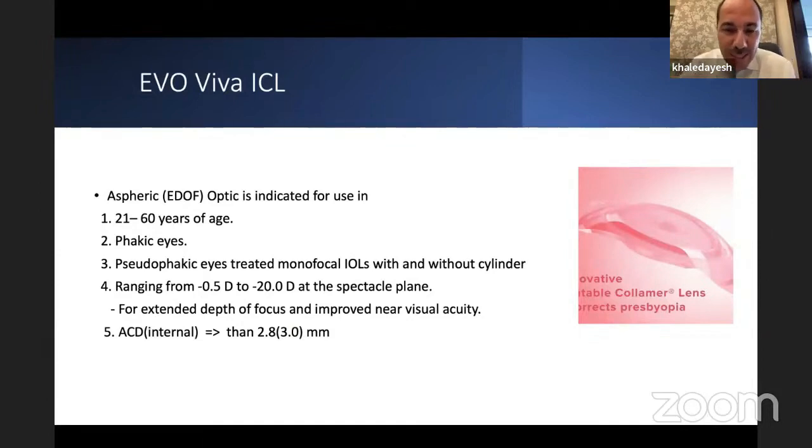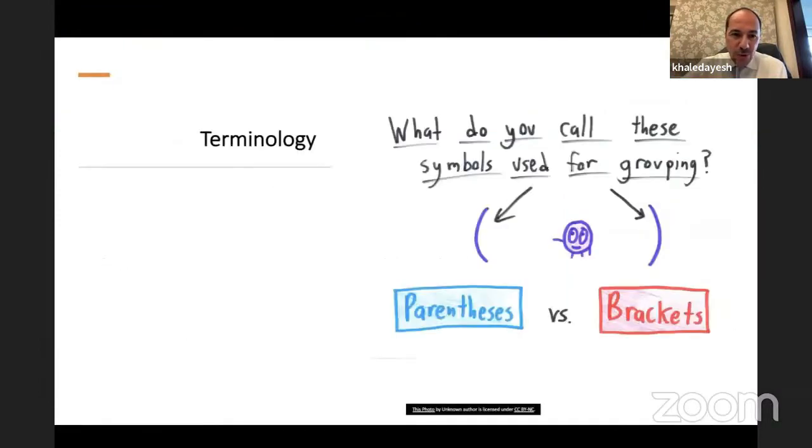It's like the ICL, but it's intended for those that have monofocal lenses, so instead of changing their lenses to trifocal lenses, we can keep the monofocal and put this over the IOL. And it's also intended to be used for phakic IOL, and it has a very good range from -0.5 to -20 diopter at the spectacle plane. So I think this will be a promising lens in the future.